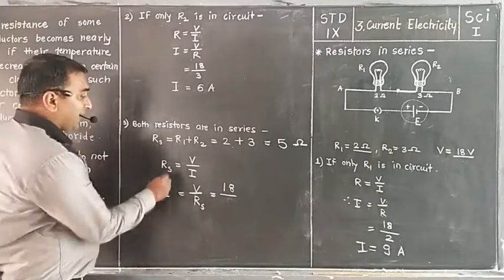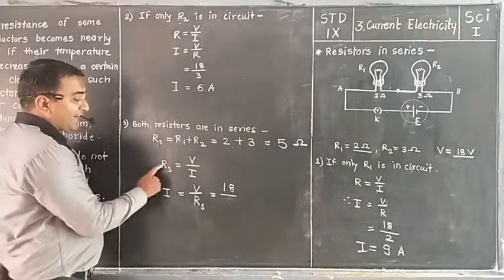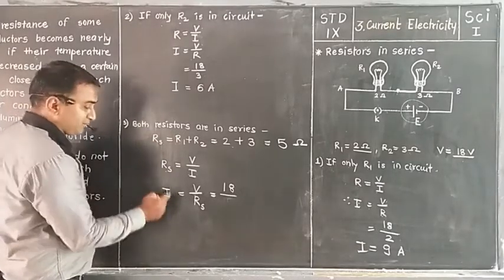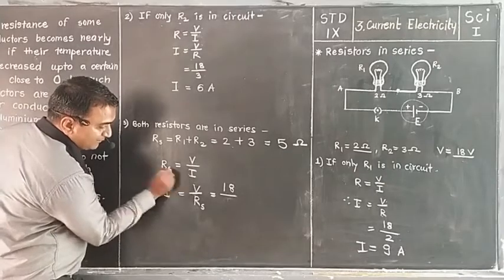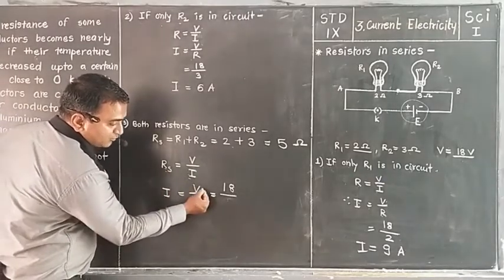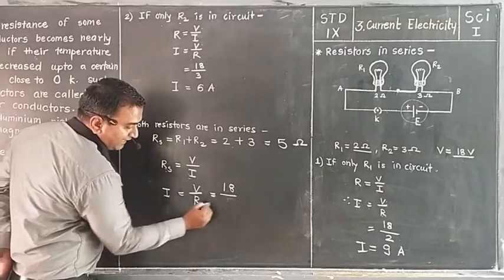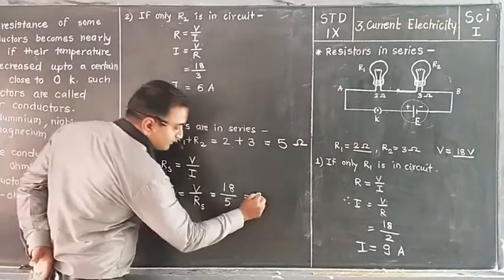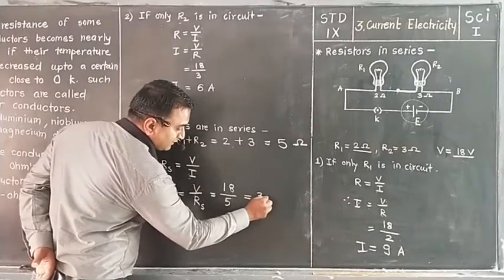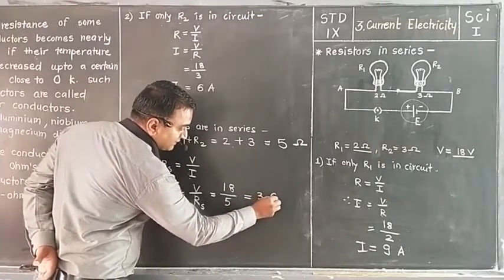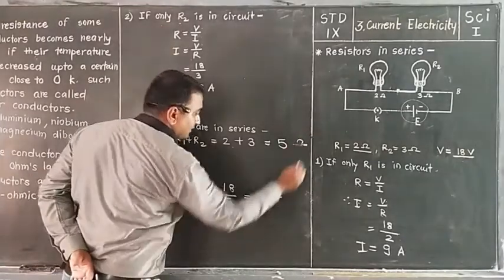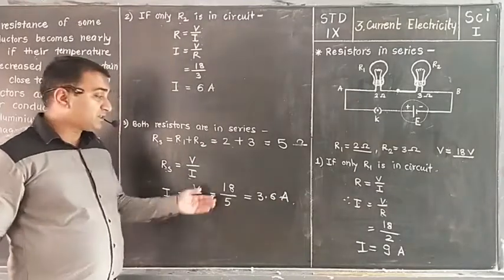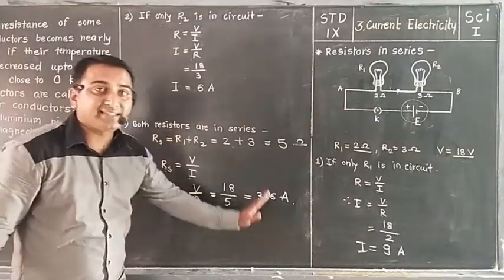So now I is equal to V divided by RS. Why RS? Resistance in series, the effective resistance in series combination. So here I is equal to V upon RS. The value of V is 18 and RS is 5. So what should be the answer? Here 3.6 ampere. Again, current has decreased or not? Because of increased resistance, current has decreased.